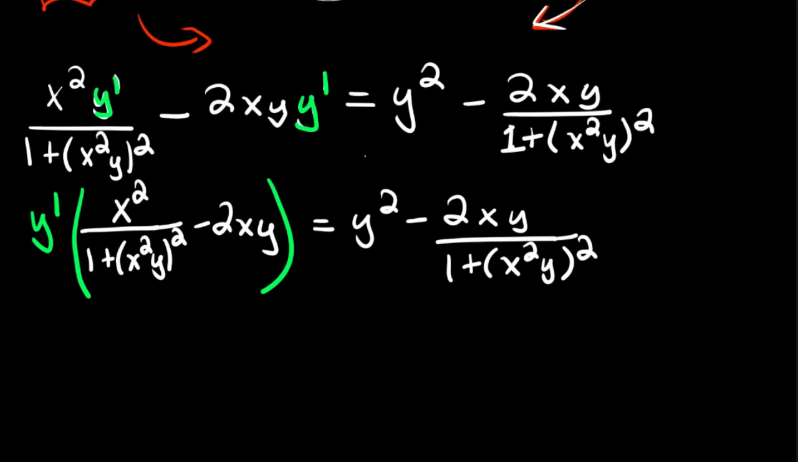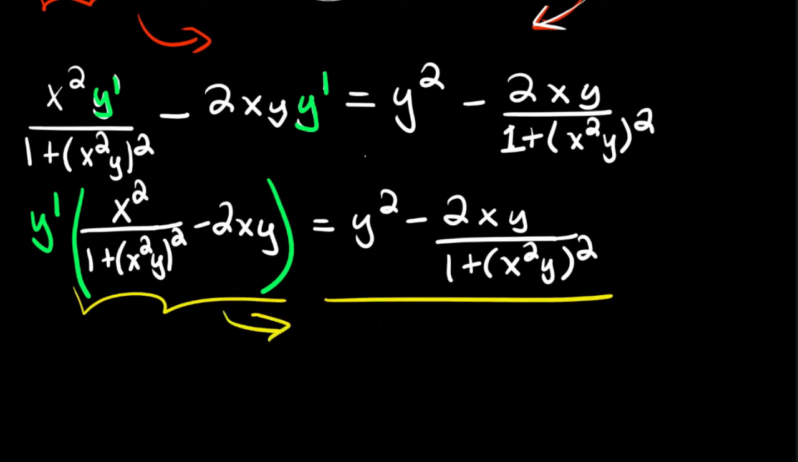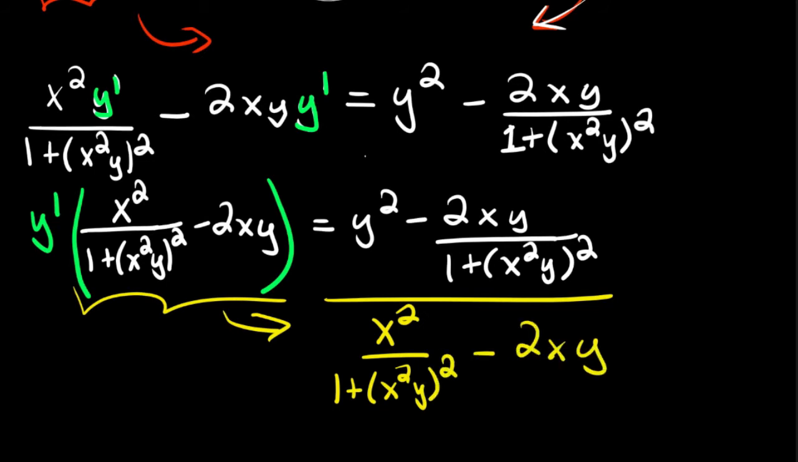And then of course the last step is to simply move this guy over by dividing by it. So I'm going to divide the entire thing by x squared over 1 plus x squared y squared minus 2xy. And so that's going to be my end result right there.